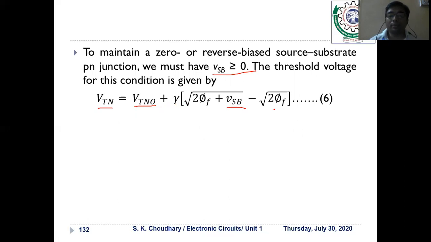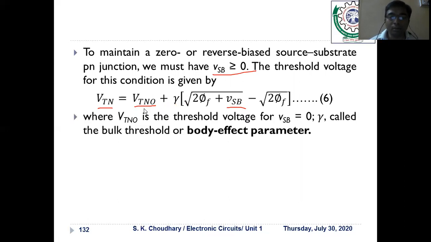So what are these parameters? First of all, VTN naught is nothing but the threshold voltage for VSB equal to 0. If VSB is 0, this term would be cancelled out, and only VTN is equal to VTN naught. And gamma is called the bulk threshold or body effect parameter.